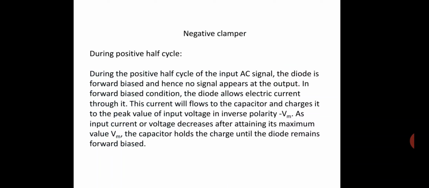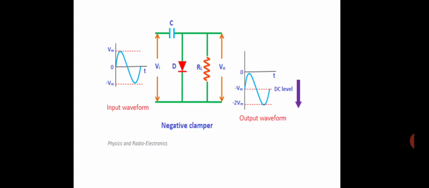Today we will discuss the negative clamper and the biased clamper in detail. In a negative clamper, a DC level is added to the negative cycle. Let us describe in detail what happens during the positive half cycle.